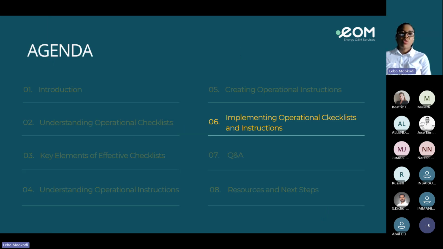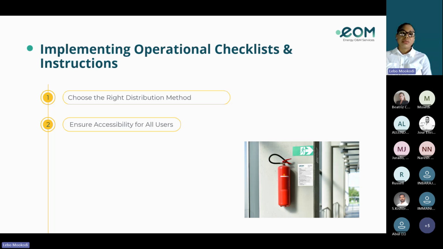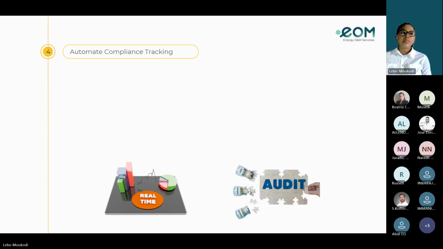Okay, we're moving over to the implementation of the operational checklist and instruction. Now, how do we implement the checklist and instruction? It is important to choose the appropriate distribution method, ensuring accessibility for all users. Also, assign responsibilities for completion or accountability. It is very important to automate compliance tracking.